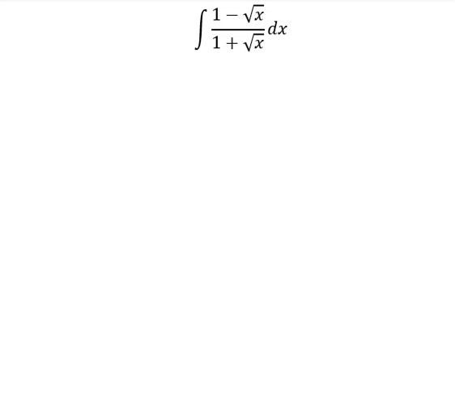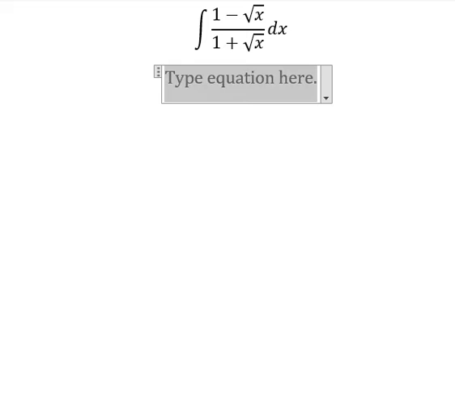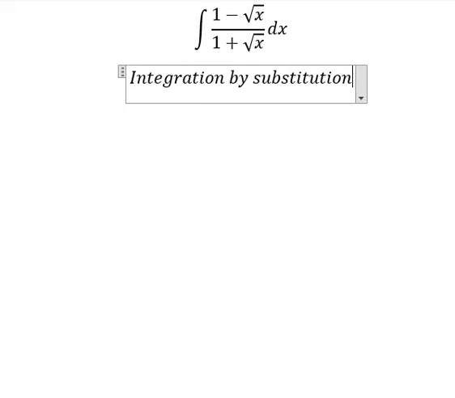Hello everybody. So today I will talk about calculus. The topic today is about integration. So now I will show you how to answer. We need to use integration by substitution.